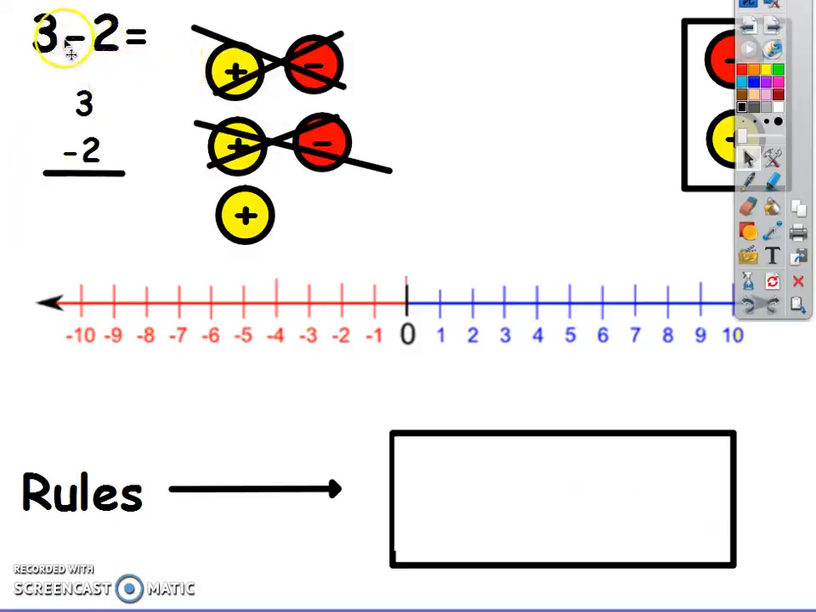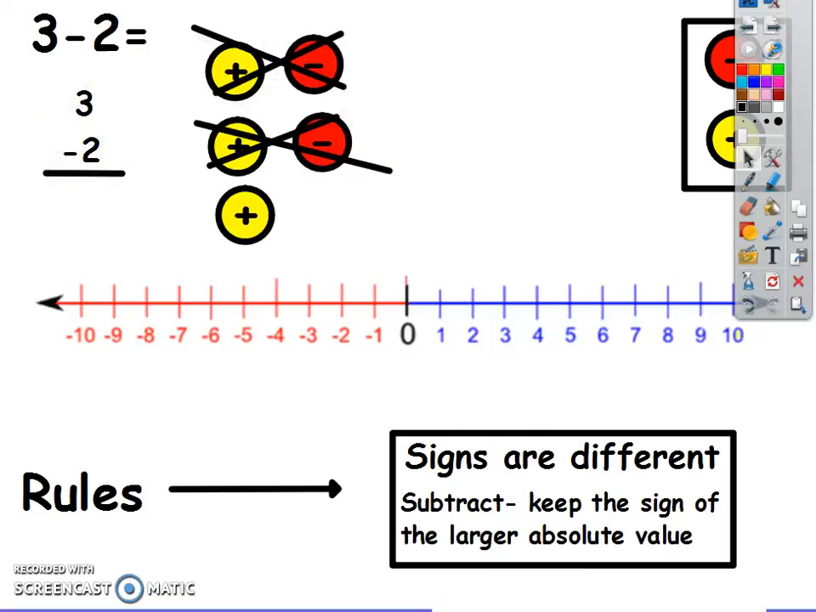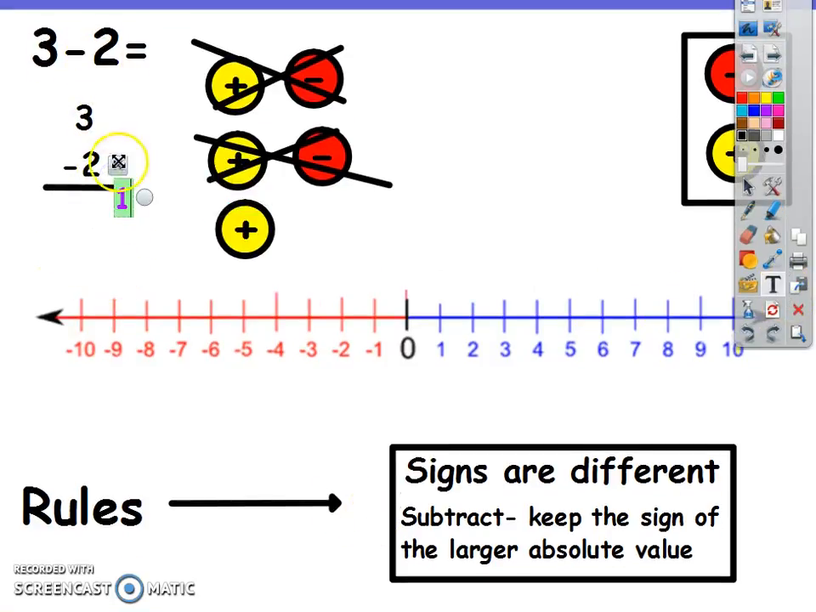Same thing on this one. Are these signs the same or different? Well, this is positive 3. This is a negative 2. That means these are going to cancel out. So the signs are different. I'm going to subtract. 3 minus 2 is 1. And keep the sign of the larger absolute value. There was a positive 3. That's more positives than there were negative 2. That's negatives. So that means this is going to be positive 1 since there were more positives.